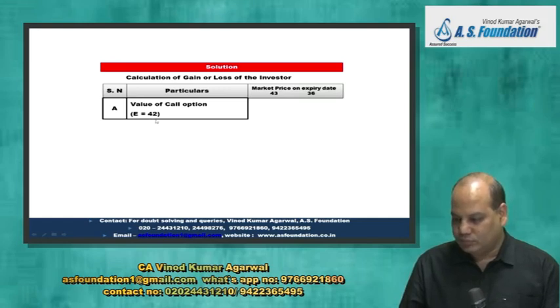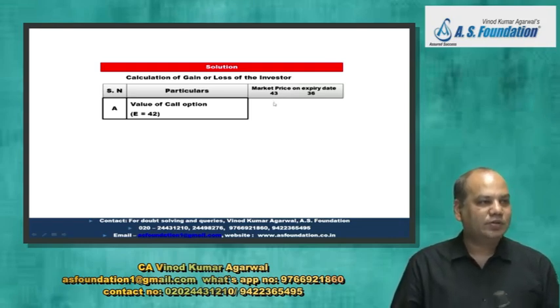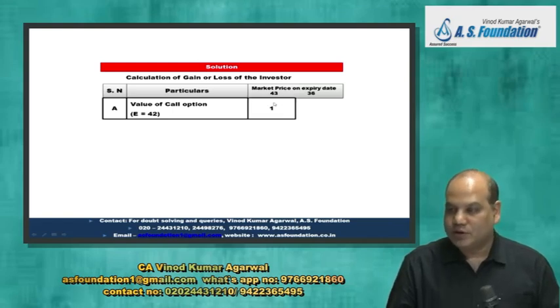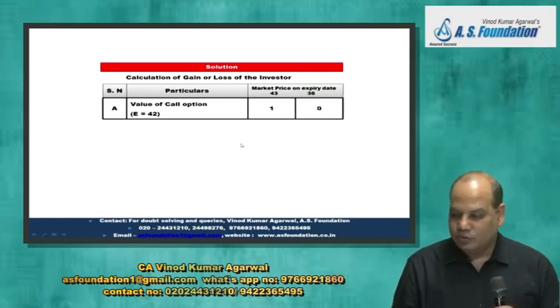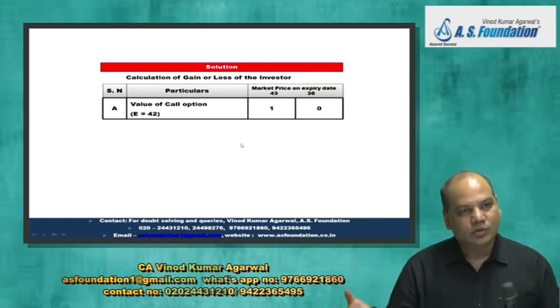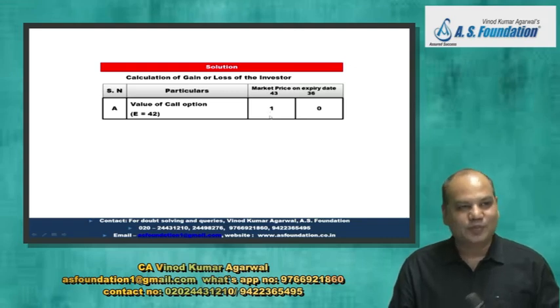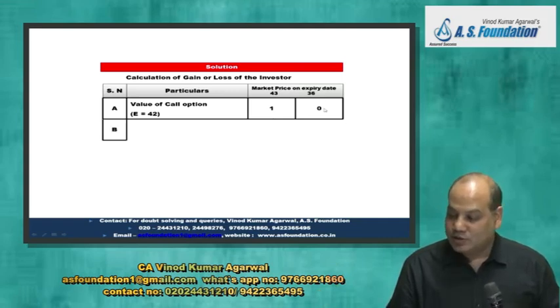42 is exercise price, market price is 43. Call will be exercised. You have a right to buy at 42. Market price is 43. So if you exercise it, you will get the difference of 1. In a stock exchange, they automatically transfer 1 rupee into your account. You don't have to tell them also, I want to exercise. You will exercise. You are a human being, greedy fellow. So after winning 1 rupee, you will not say, no, I don't want to exercise. You will. And then in the second column, it will lapse.